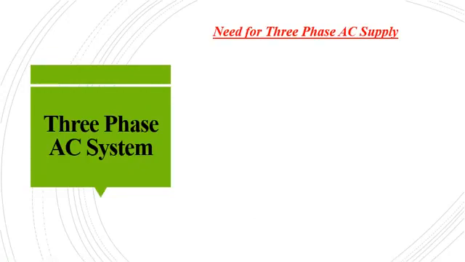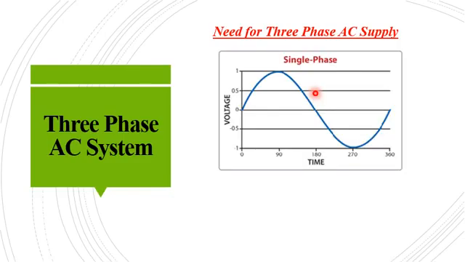First of all, let's see the need for three-phase AC supply. So, consider a single phase AC voltage. In this we can see that the voltage is varying. It slowly increases, reaches the maximum value, then decreases, then at a particular instant it is 0, then again increases in the opposite direction, reaches the maximum value, then again it reduces to 0.